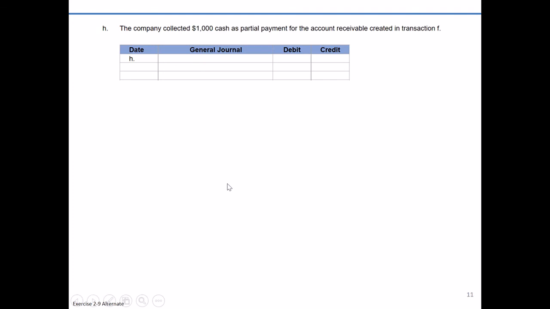Let's go ahead and move on to our next one. Is going to be H. The company is going to collect $1,000 cash as partial payment for the accounts receivable created in transaction F.